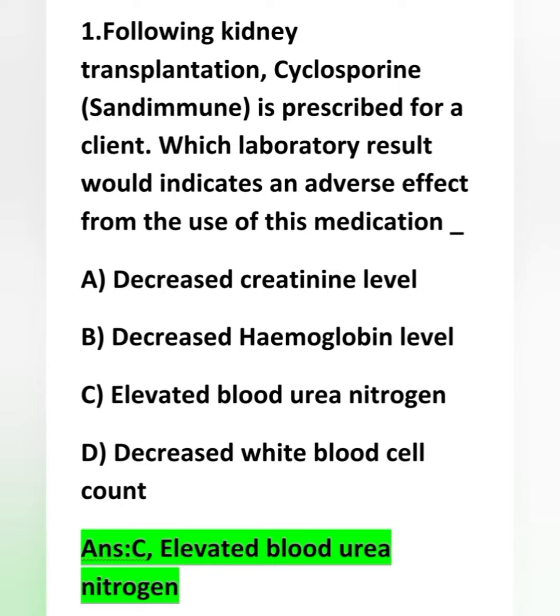Option first, decreased serum creatinine level. So decreased serum creatinine is wrong. If it is increased, it is correct. So elevated serum creatinine level and elevated blood urea nitrogen indicate nephrotoxicity. So this is the correct answer, option C.